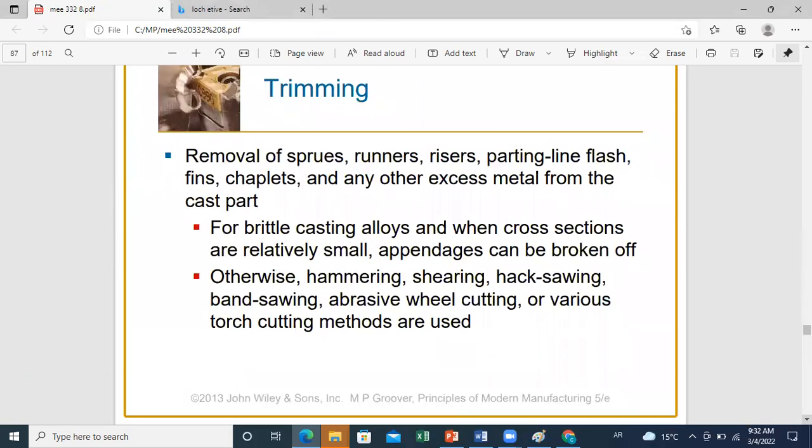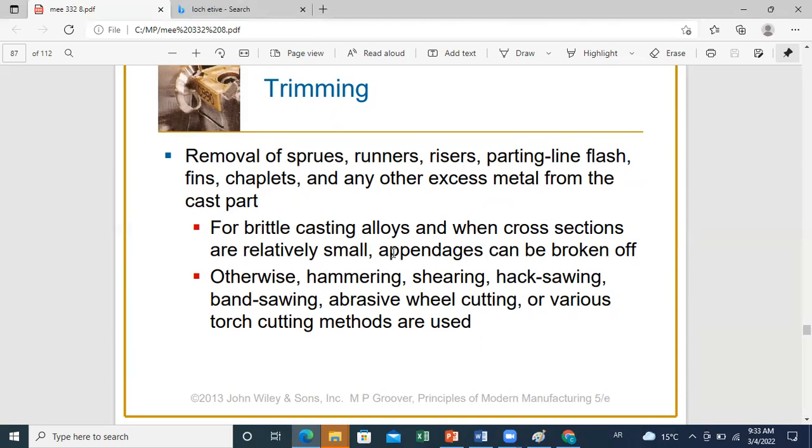Trimming consists of removal of sprues, runners, risers, parting line flash, fins, chaplets, and any other excess metal from the cast part. So as we mentioned, all parts that are related to the cavity but not forming the final cast should be removed. Now, sometimes it will be easy to remove them. If you have brittle casting alloys and when cross sections are relatively small, appendages can be broken off easily. Otherwise, you might need more complex techniques to remove these parts, such as hammering, shearing, hacksawing, band sawing.